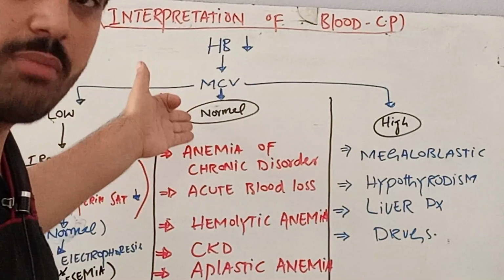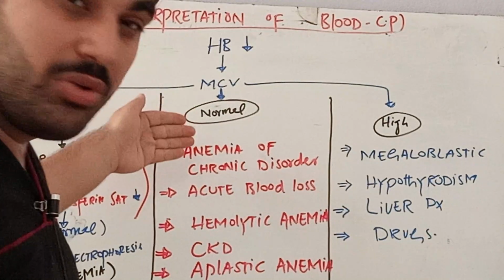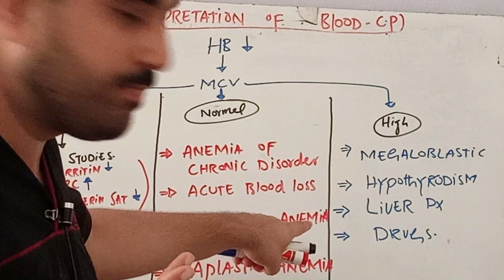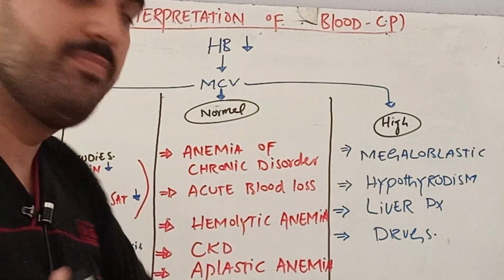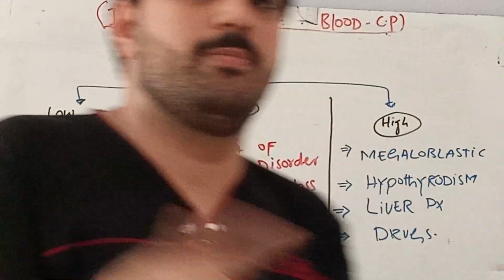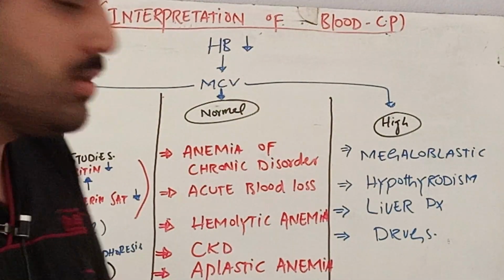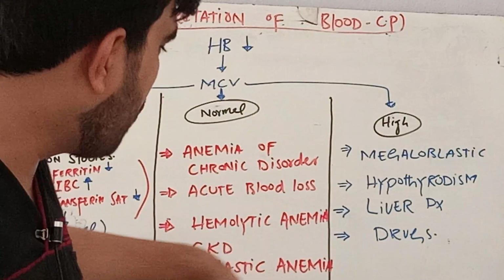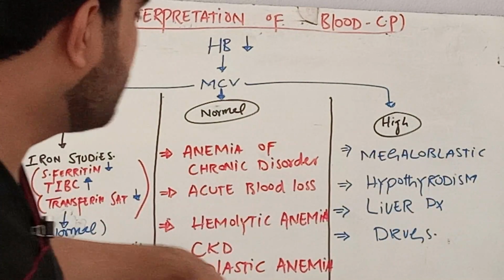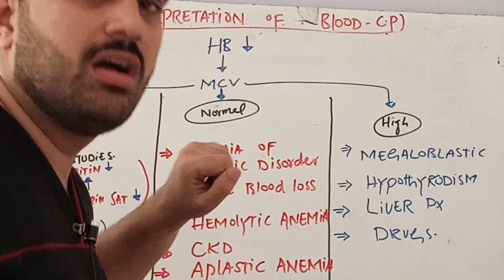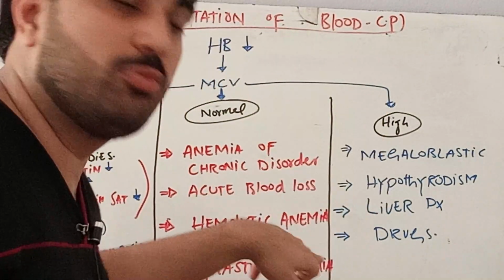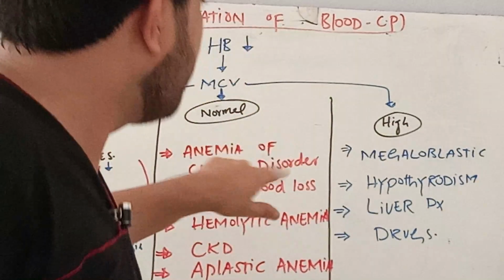Now if the MCV is normal, what are your differentials? Anemia of chronic disease, acute blood loss, hemolytic anemia, CKD, and aplastic anemia. In CKD and aplastic anemia, the size of RBC is normal. Well, in some cases of aplastic anemia, the RBC size may become high. In some books it is mentioned. So it can present with macrocytic anemia as well, but most commonly it is normal size.